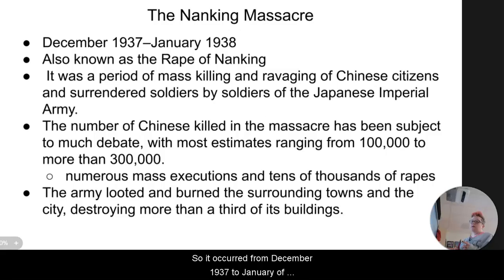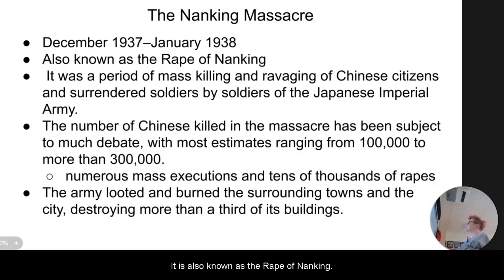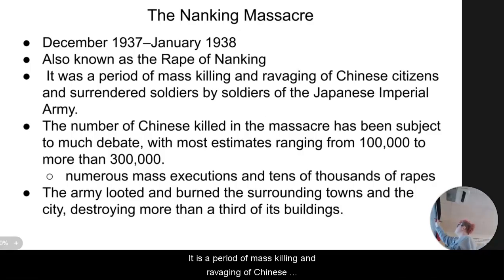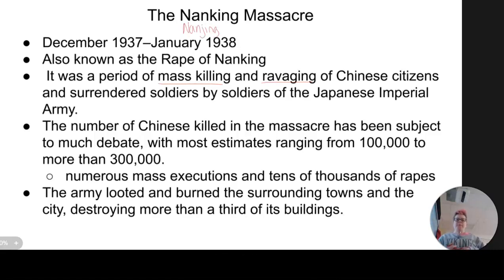It occurred from December 1937 to January of 1938, so roughly 2 months. It is also known as the Rape of Nanking. It is a period of mass killing and ravaging of Chinese citizens and surrendered soldiers of the Japanese Imperial Army. So any citizen or soldier that was living in Nanking at the time, sometimes when you see Nanking, just as an FYI, it is spelled with a J. But they saw that as very dishonorable, so they attacked and killed them.